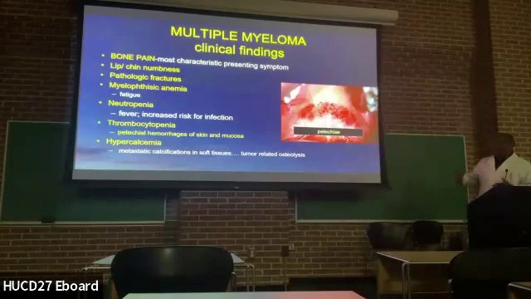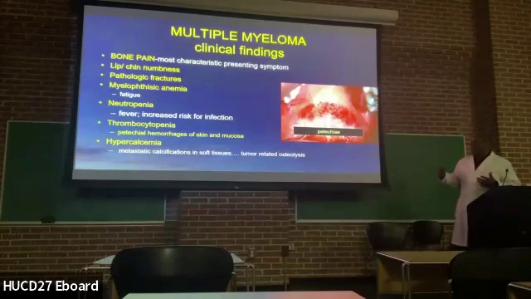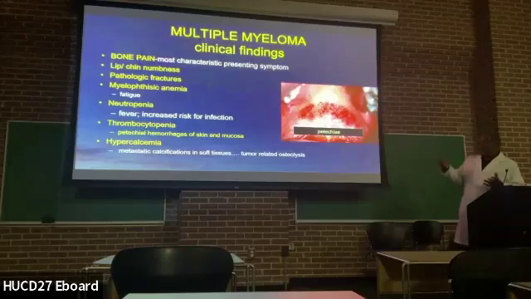Just know with multiple myeloma, bone pain is the most characteristic symptom. Obviously, patients can present with lip and chin numbness, pathologic fractures, and a type of anemia. I think you should be well familiar with it. It's myelophthisic anemia, and myelophthisic is just a crowding out phenomenon that occurs in the bone marrow.